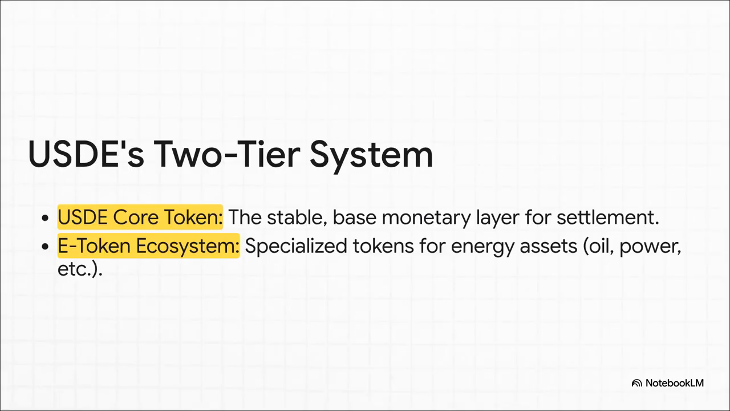And it works using this really clever two-tier system. At the very center, you have the USDE core token. This basically acts as a stable, digital dollar for the final settlement. And then, built on top of that, you have this whole ecosystem of e-tokens. Now, these are basically digital twins of real-world energy assets, like a barrel of oil or a megawatt of power. All of these different e-tokens can then be traded and settled instantly against that stable core.